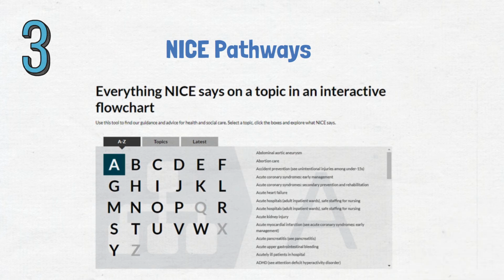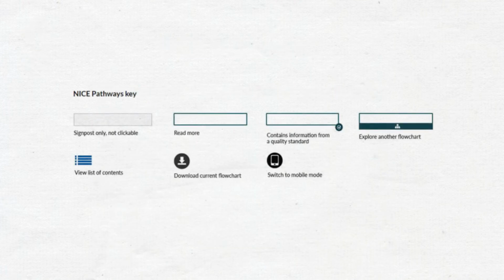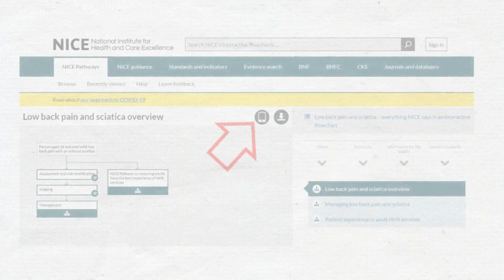Thirdly, we'll mention NICE Pathways, which is a recent innovation by NICE for those who prefer a more visual method of accessing the information. By using the flowcharts on NICE Pathways through using the following keys, you'll be able to access all the information that NICE have regarding a specific clinical topic. Here we can see the NICE Pathways on sciatica.